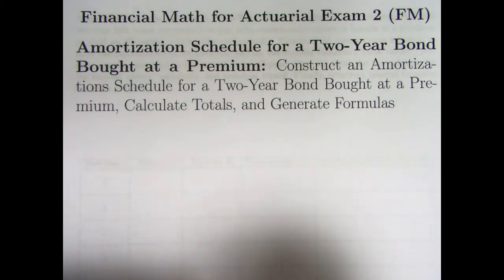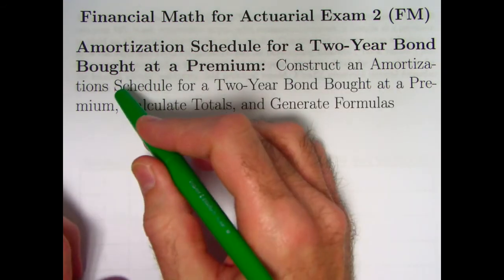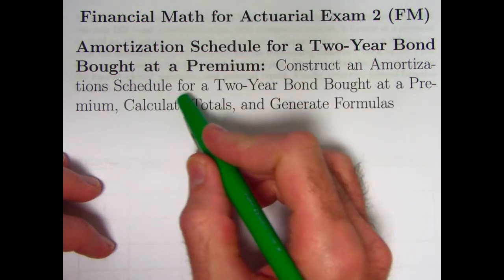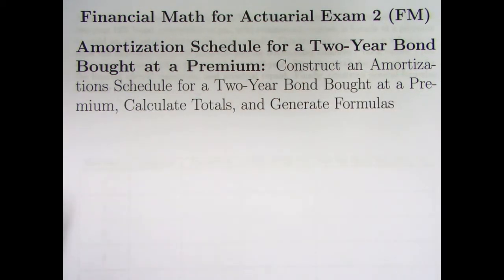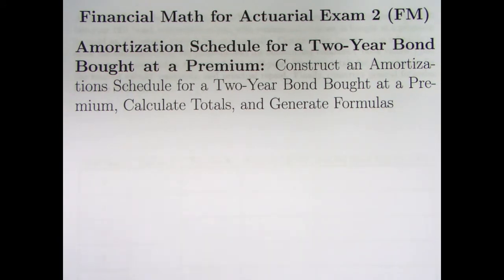In this video, we're going to look at an amortization schedule for a 2-year bond bought at a premium, bought at a price higher than the redemption value. We're going to split it into two parts. One part that's going to focus on doing a lot of calculations with the calculator. We'll be constructing the amortization schedule and calculating totals. And a second part where we look at generating formulas based on the patterns that we see in the table. That'll be a more abstract part.